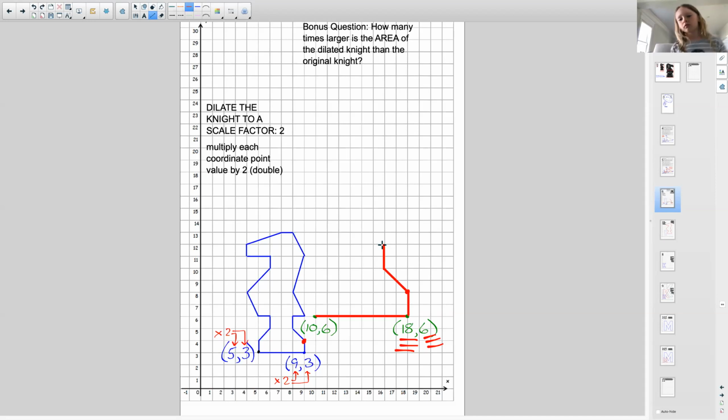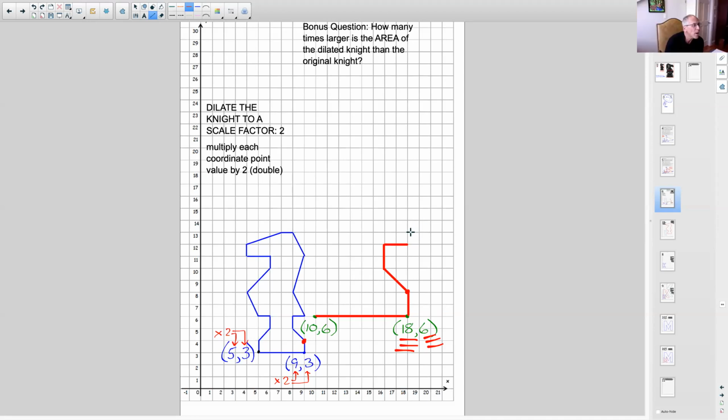Good. So now we're ready to go to 9-6 doubled. So 9-6 doubled is what? 18 what? 18, 12. So everybody can go to 18, 12.